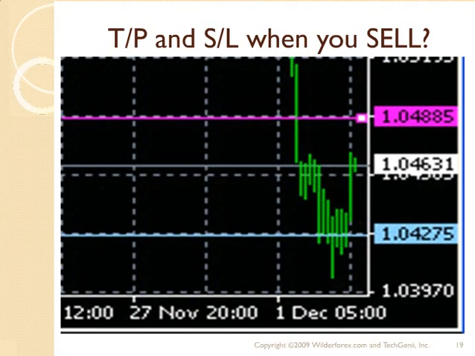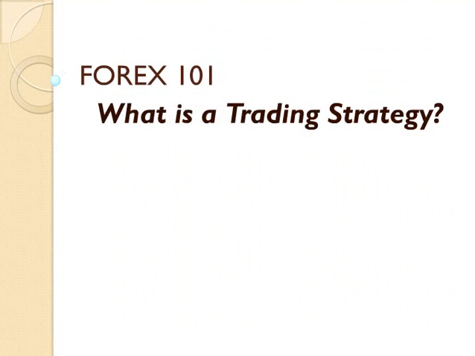Take profit and stop loss when you sell. The white line is the current price point, which equals 1.04631. The magenta line is the current stop loss price, which equals 1.04885. The blue line is the current take profit price, which equals 1.04275.